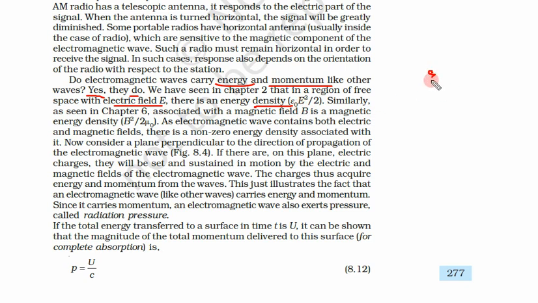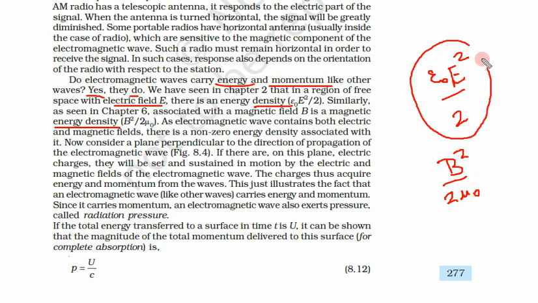Energy density is epsilon naught E square by 2. So this is energy density. It is not energy but energy per unit volume, energy density. Similarly, as seen in chapter 6, associated with magnetic field B is a magnetic energy density. So what is magnetic energy density? It is B square upon 2 mu naught. So this is magnetic energy density, and that is electrical energy density.